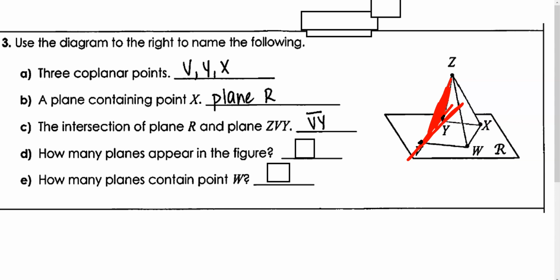How many planes appear in the figure? Well, if you notice that there's quite a few, right? The reason it's 5 is because you notice the pyramid has 4 sides and then the floor, or plane R.